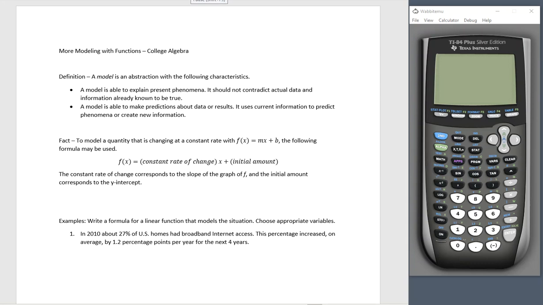Hello, and welcome to more modeling with functions. Why more? Because we've already modeled with functions once. They were mostly linear functions, and we're going to see that again. But we're going to do some more of it. So let's talk about what a model is.